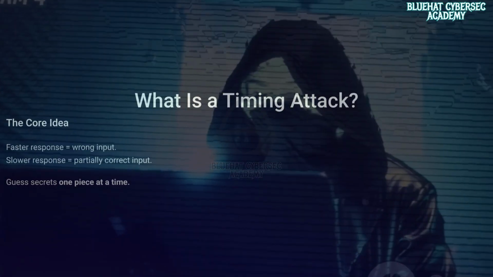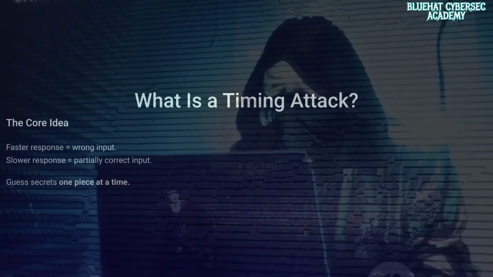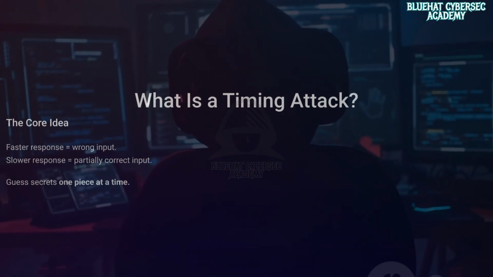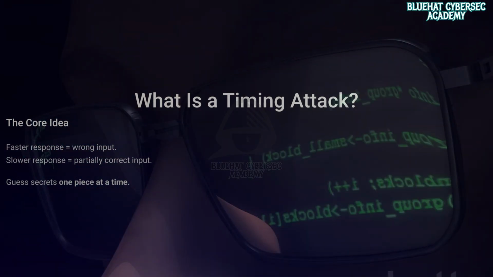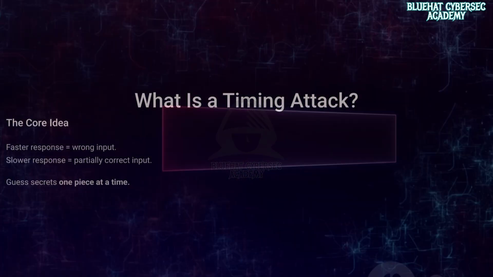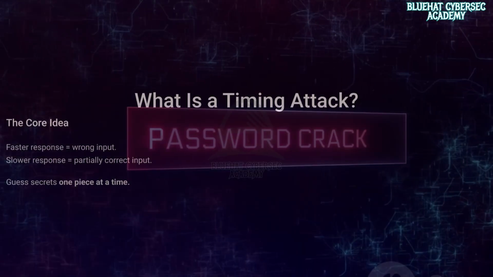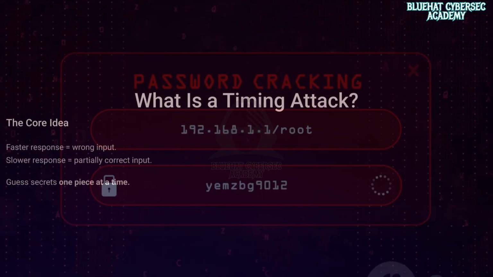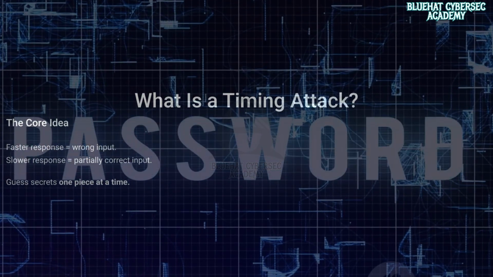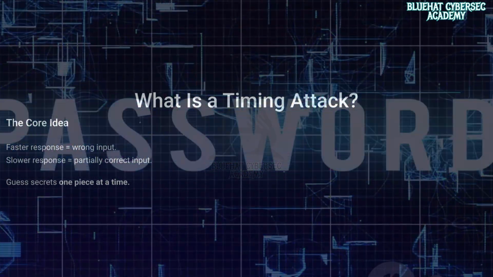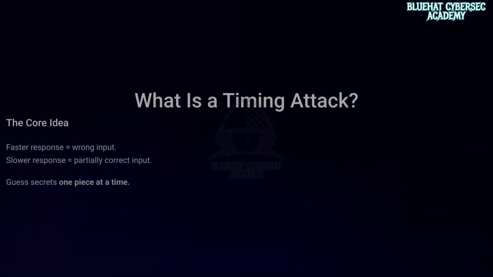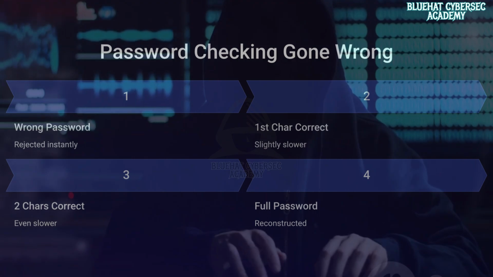Now, let's talk about timing attacks, measuring response time differences. In the world of advanced offensive security, not every attack relies on breaking encryption or exploiting obvious bugs. Some of the most powerful techniques are subtle, quiet, and based on observation rather than intrusion. Timing attacks fall exactly into this category. A timing attack exploits tiny differences in how long a system takes to respond. Those differences, often measured in milliseconds or even microseconds, can leak sensitive information such as passwords, cryptographic keys, or internal system behavior. So, what exactly is a timing attack?